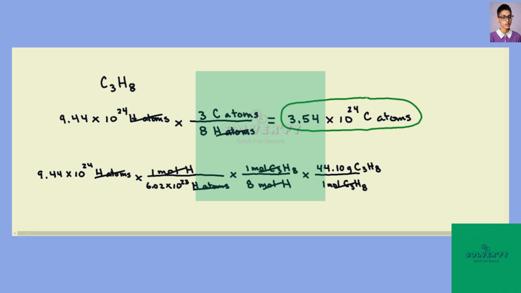All right, we are ready to calculate our answer and round it to 3 significant digits, since our original value only had 3 significant digits. And what we get is 86.4 grams of the C3H8.